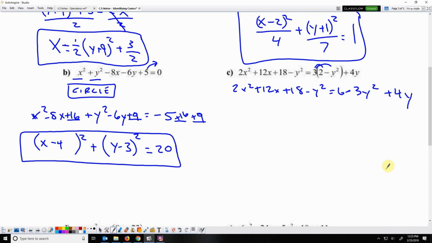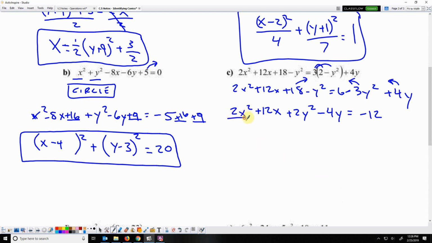Okay, I'm going to collect all the variable terms to the left. So I'm going to move that 3y squared over. I'm going to move that 4y over. I'm going to collect all of the constant terms to the right, so I'll move that 18 to the other side. So I have 2x squared plus 12x. Negative y squared plus 3y squared is plus 2y squared, and then bring that 4y over, minus 4y. And I've got 6 minus 18, and that's negative 12.